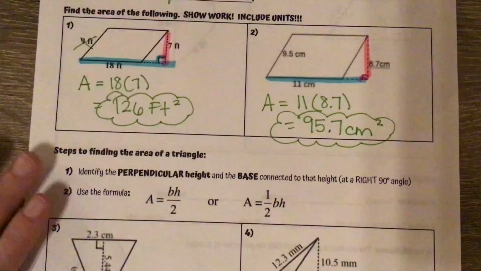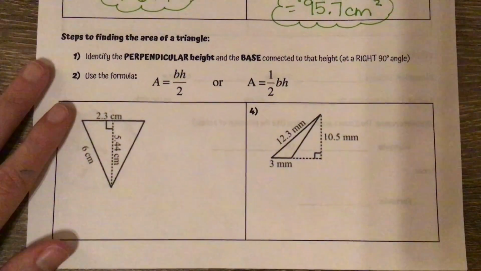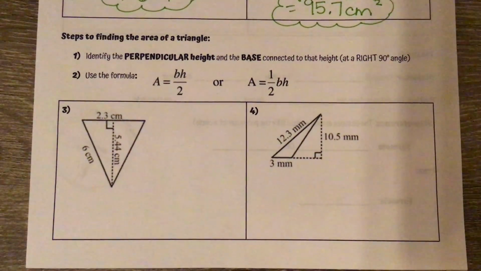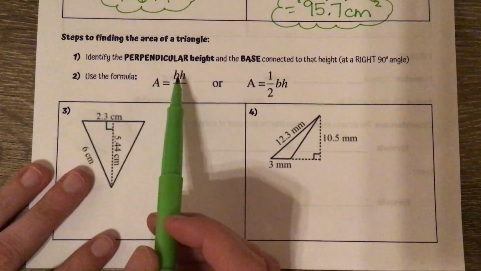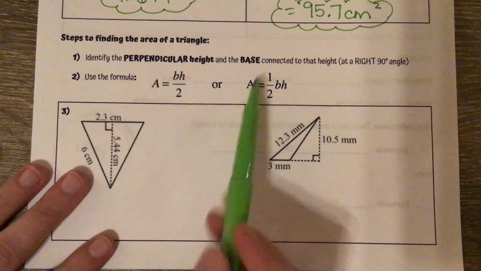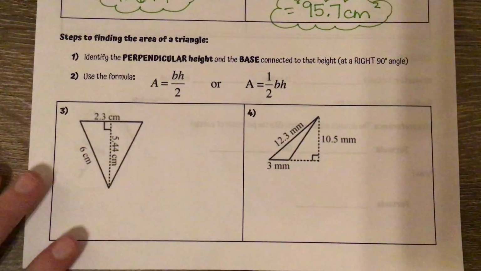So that was just a quick review for parallelograms. Now let's look at triangles. So basically the same thing. We're identifying that perpendicular height and base, but we're using the formula area equals base times height divided by 2, or you can use the fraction 1/2 times base times height.